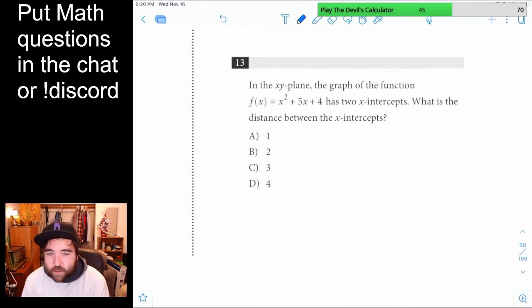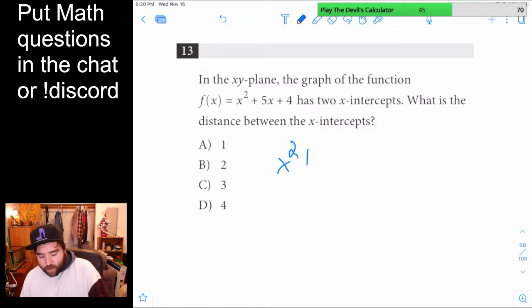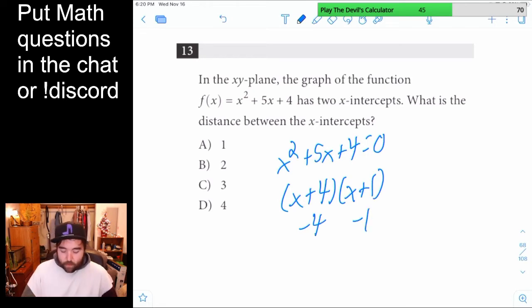The graph of the function has 2 x-intercepts. What is the distance between the 2 x-intercepts? There are probably quick ways we could jump to this, but I would just find your x-intercepts. How do you find an x-intercept? You set y equal to 0. You set this whole equation equal to 0, because then you just factor: multiplies to 4, adds to 5. Obviously 4 and 1. And then you get your two solutions, negative 4 and negative 1. What is the distance between those two solutions? 3.